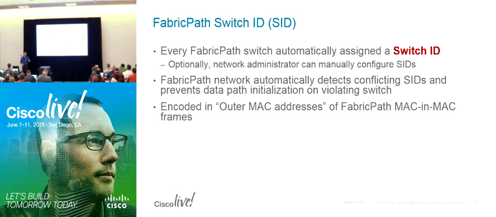Optionally, we give dials and knobs in configuration for administrators to hard code the switch ID. Now, if there's overlap in dynamically chosen switch IDs, inside FabricPath ISIS there's a mechanism that identifies the conflict and resolves it by shutting down the violating node or not letting it initialize. So switch ID exists in both the outer MAC address and inner MAC address, as you saw on the encapsulation.